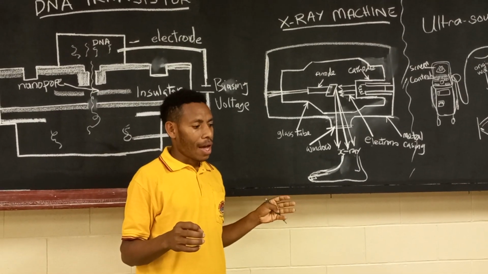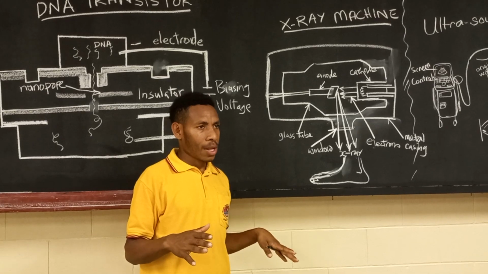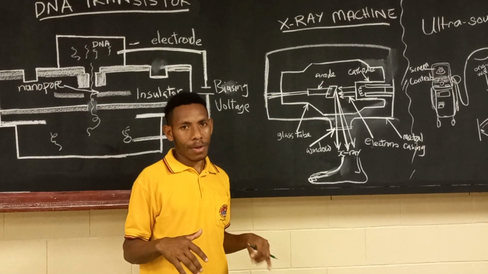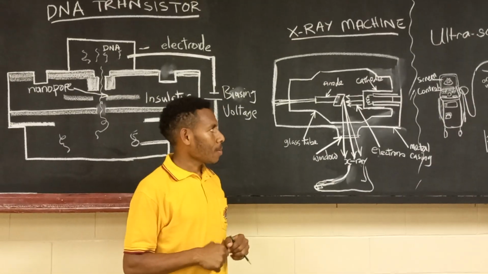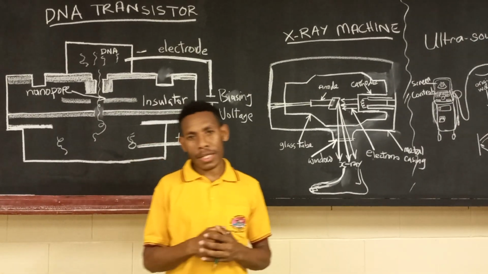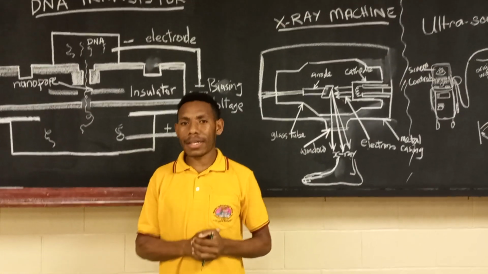and that's how doctors use this X-ray machine to analyze and predict what kind of medication should be given to the patients. So that's the small explanation about the X-ray machine and the DNA transistor.